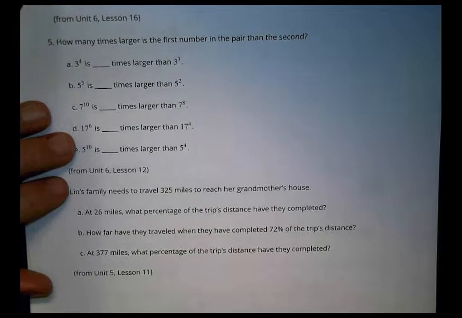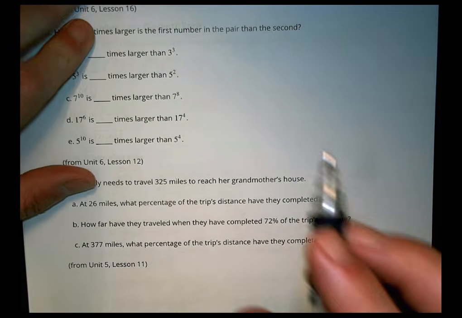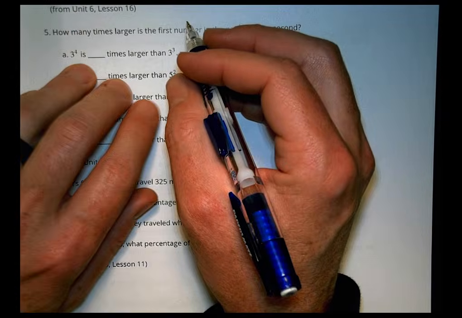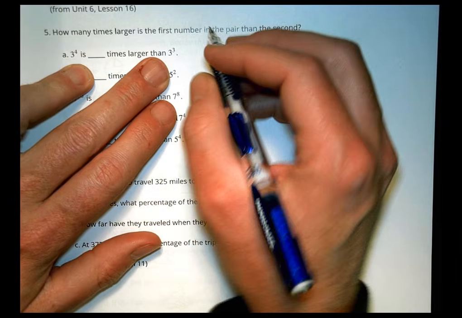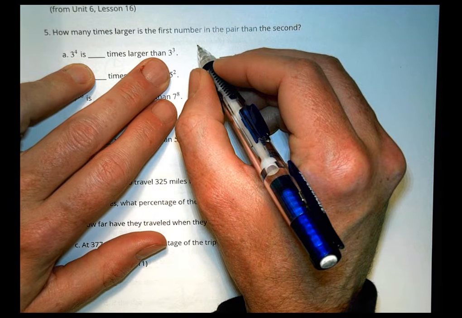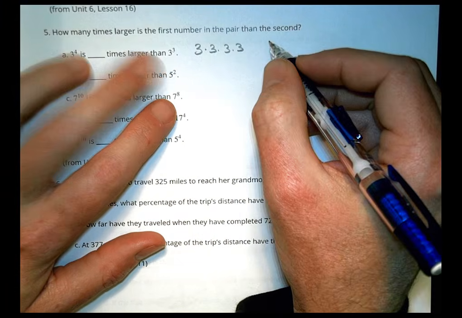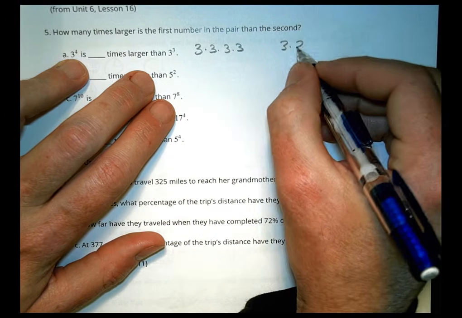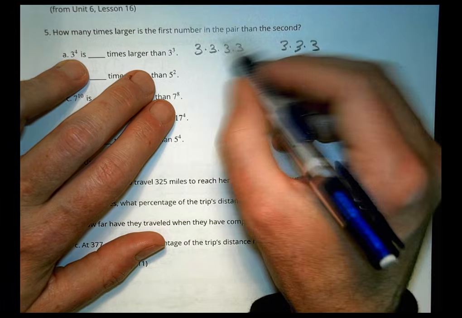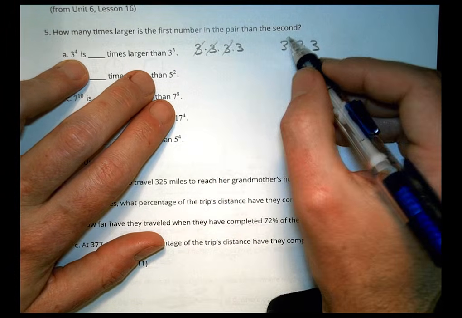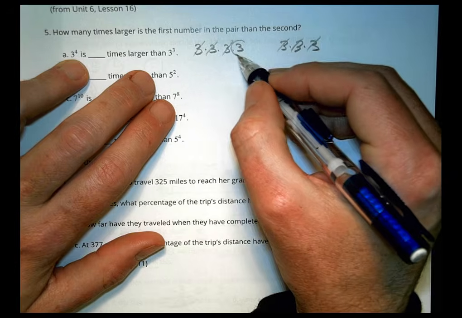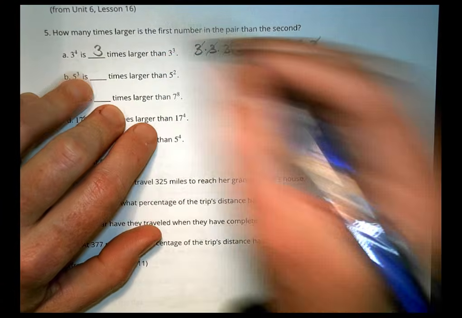Number 5. How many times larger is the first number than the second? So 3 to the 4th power compared to 3 to the 3rd. This is 3, 3, 3, 3, four threes compared to 3, 3, 3, three threes. So we have 1, 2, 3, 1, 2, 3. How many times larger is it? It is 3 times larger.